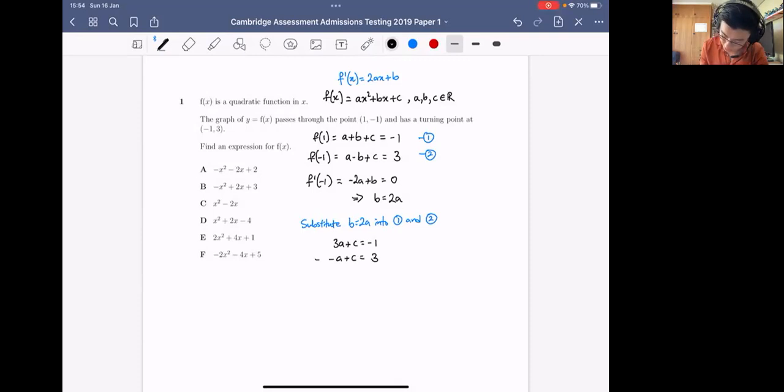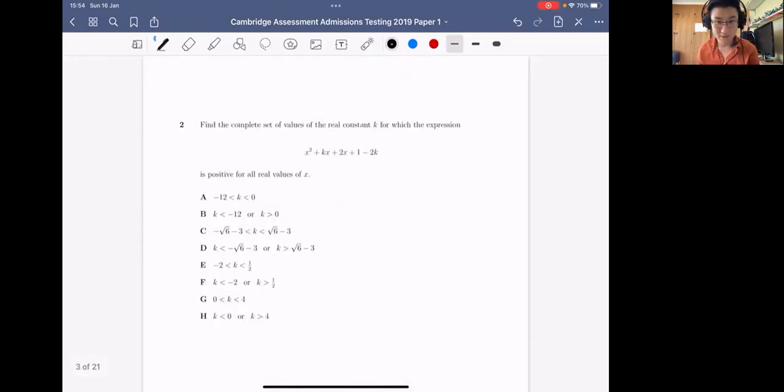We can subtract the two equations to get 4a is -4, which then gives a is -1, b is -2, and c is 2. Therefore, f of x is -x squared minus 2x plus 2. That should be right. And the answer is A. Okay, that wasn't so bad.